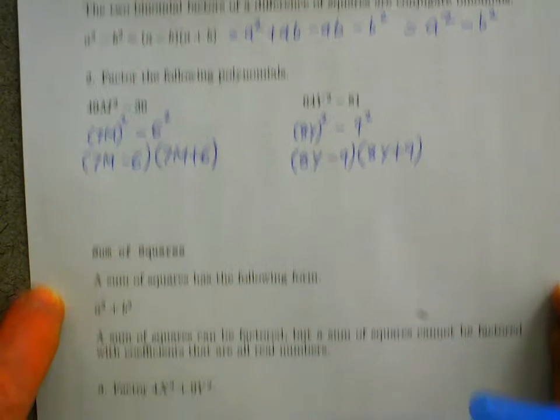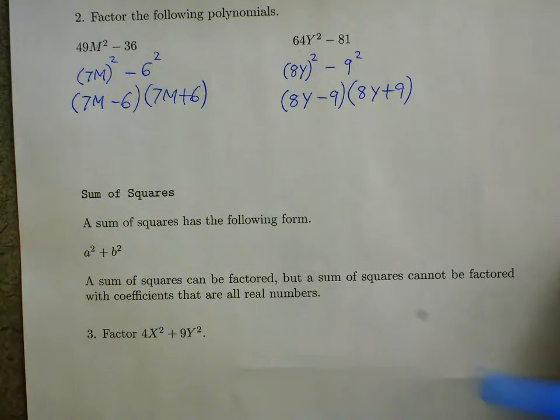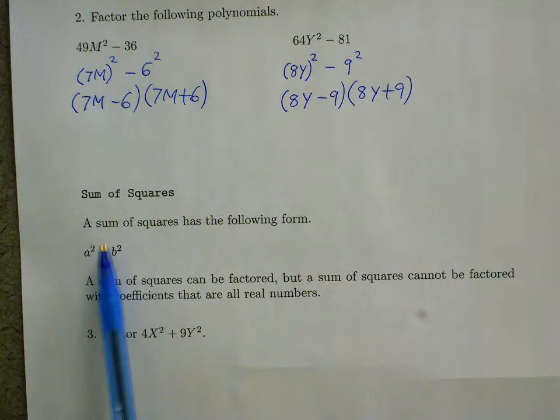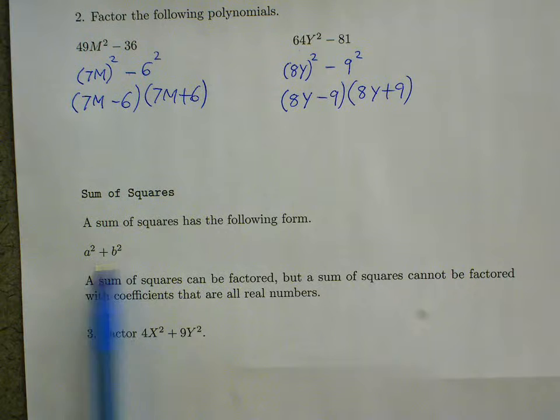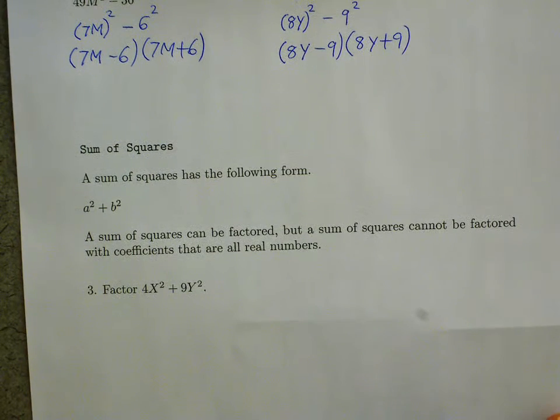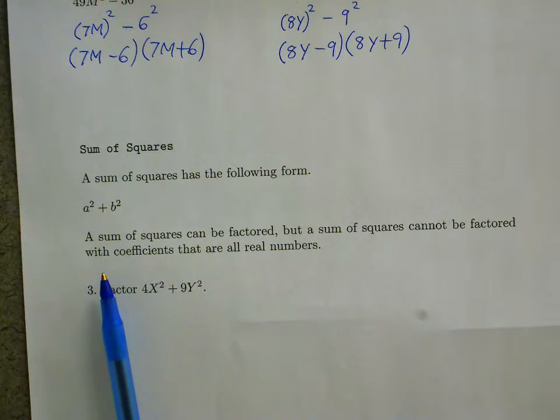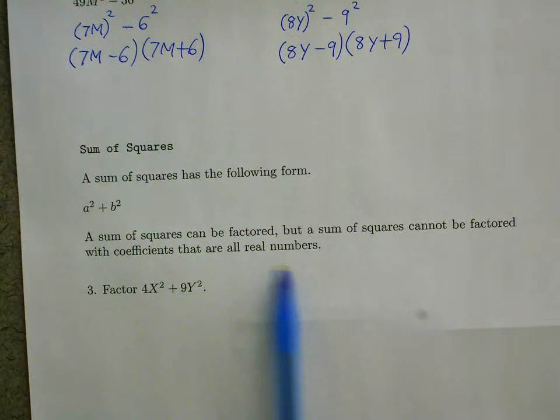The sum of squares has the following form: a to the second plus b to the second. The word sum, S-U-M, implies that we're adding, so we're adding two squares. So in this course, just remember, a sum of squares cannot be factored with coefficients that are all real numbers.